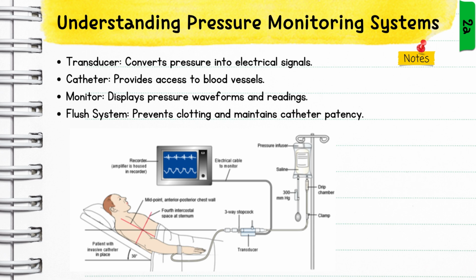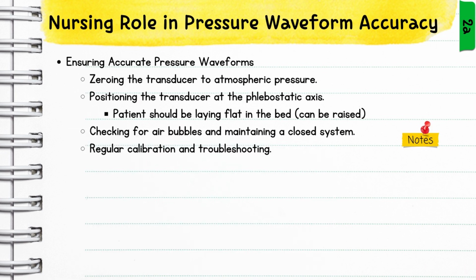But you need the cable to the actual monitor, and most monitors will give you the readings of your art line, your CVP, all those kinds of things. And then there's typically a flush system, which is typically an IV bag with a pressure bag. So IV fluids with a pressure bag that has a constant gentle squeeze, so to speak. It typically lets just a little bit of fluid go through, like 3 mLs an hour, and that helps prevent clotting and maintains the patency of the catheter, because if blood clots, you're not going to get an accurate reading, right?